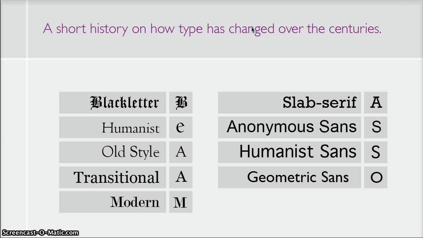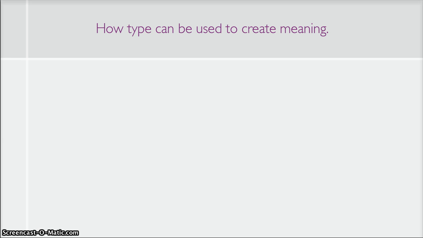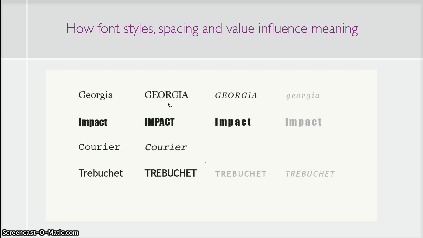So if we go on, let's say you're choosing sans serif fonts such as this Arial, you're going to have a more contemporary and mechanical look. But if you choose to use a serif font such as this transitional, the look and feel of the type becomes more comfortable. How type can be used to create meaning, and how font style, spacing, and value influence meaning.